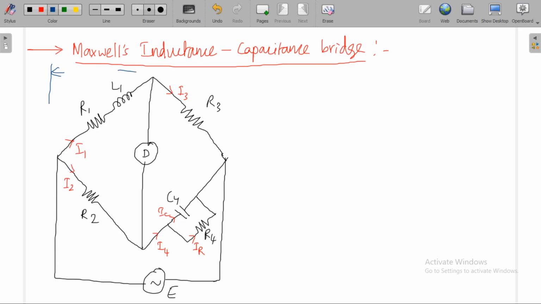Now the voltage across this branch is E1. Similarly, voltage across this branch is E2. Voltage across this branch is E4. Voltage across this branch is E3.